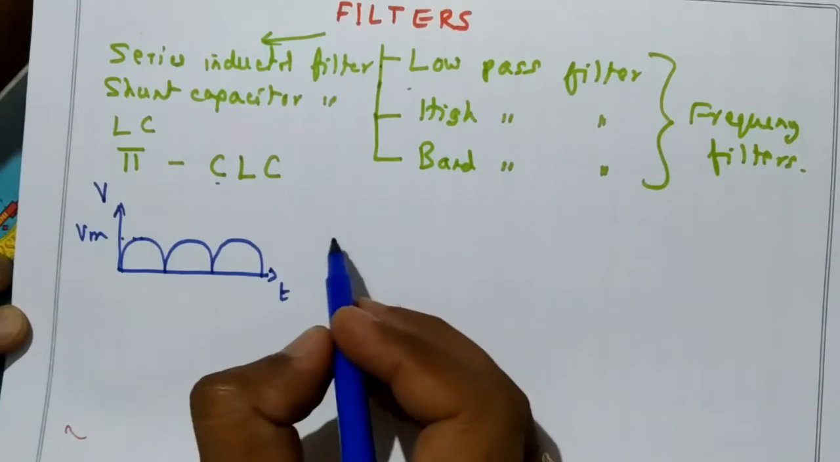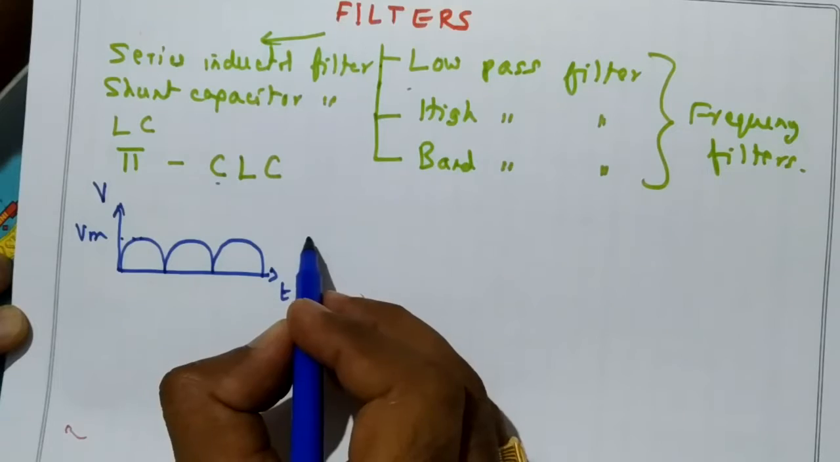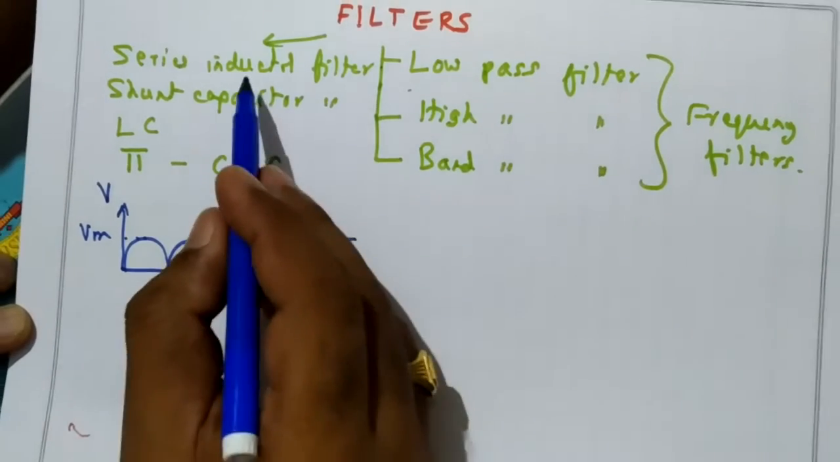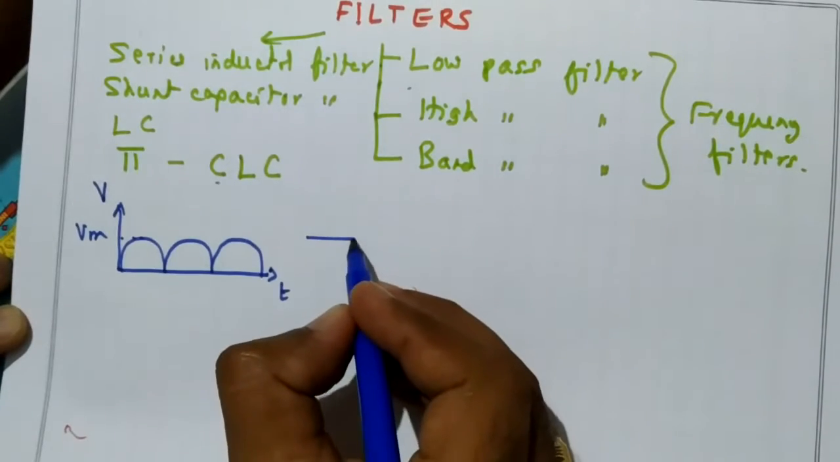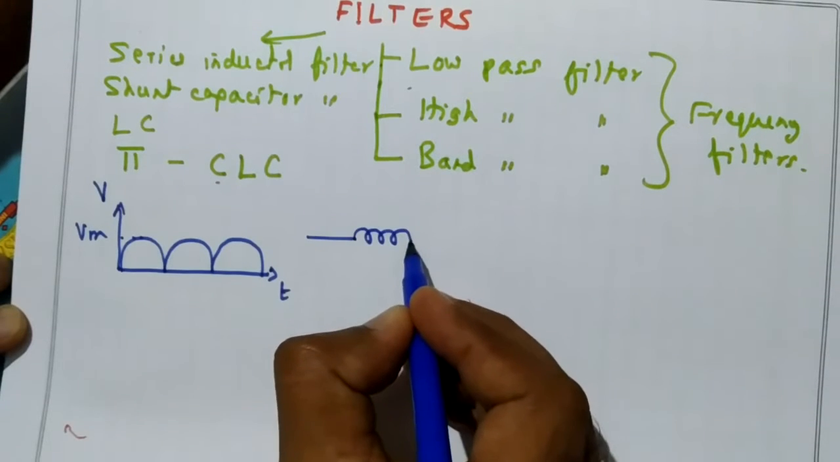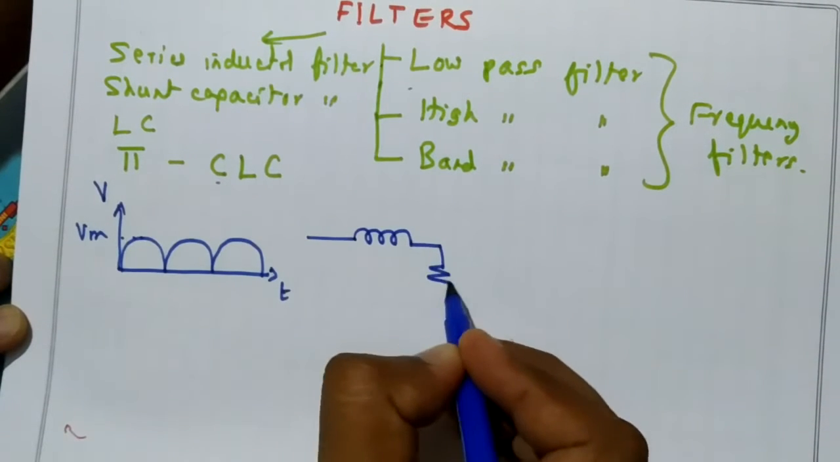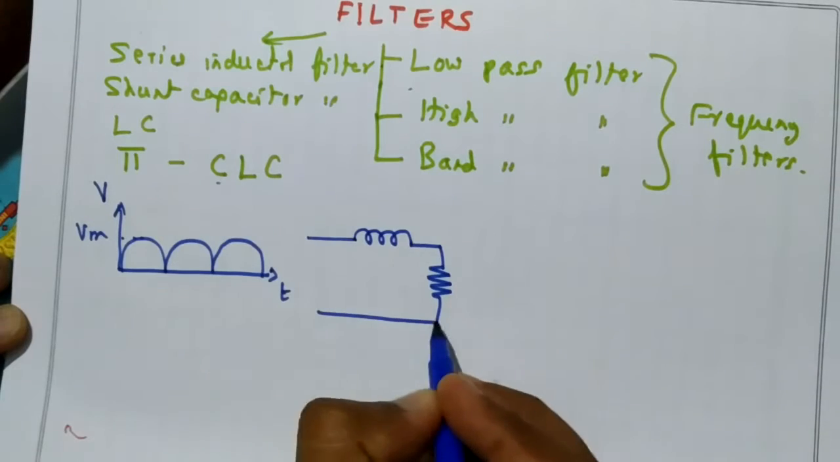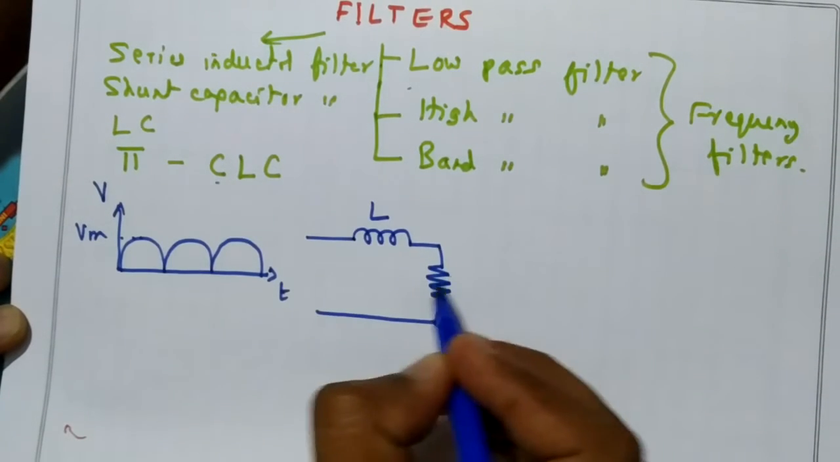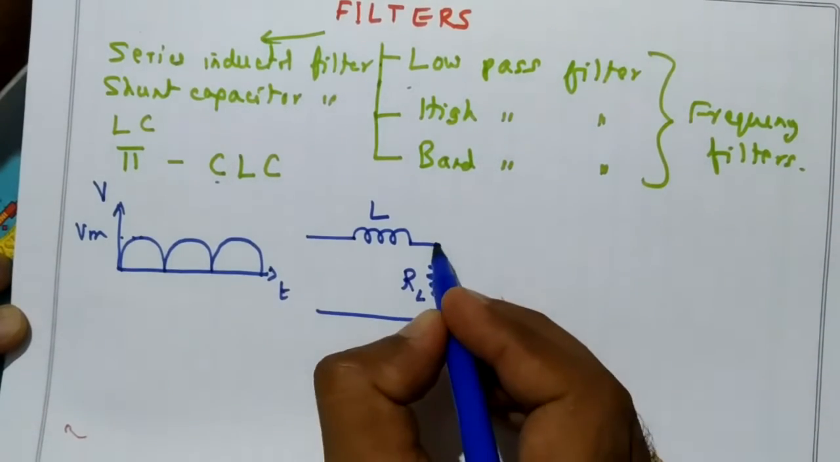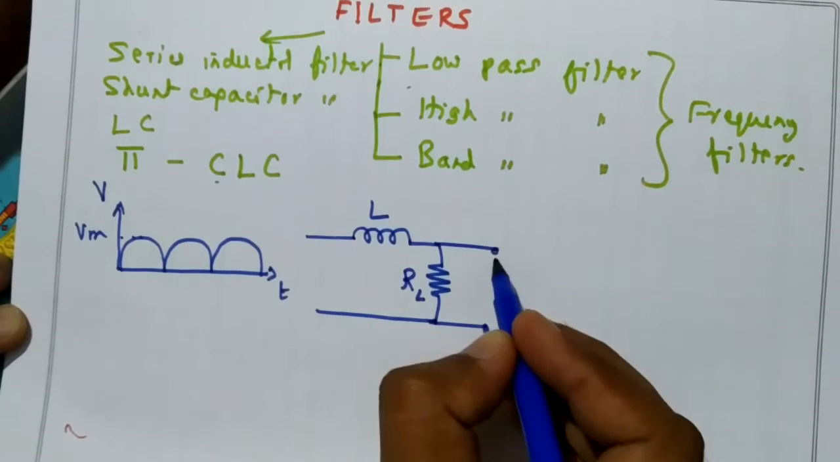You apply this to a series inductor filter. What do you mean by a series inductor filter? The inductor is connected in series with the load. If this is the load, the inductor is connected in series with the load. This is RL. Here you take the output.